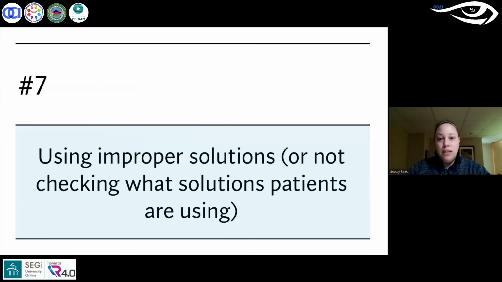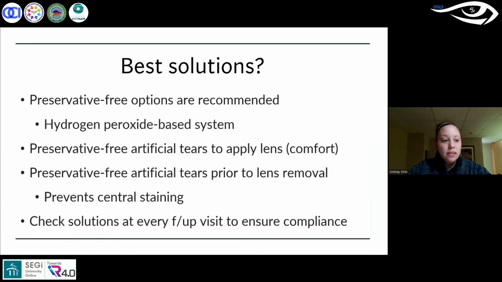Mistake number 7 would be using improper solutions. And that's on the patient's part as well, but also on our part, if we're not asking our patient what solutions they're using, it can be hard to uncover problems. And so sometimes the best solutions are preservative-free options that can help take a lot of the preservative and sensitivity to solutions out of the fitting equation, so that you're better able to make assessments of the lens fit and determine if the problem is being caused by the fit of the lens versus just the solution.